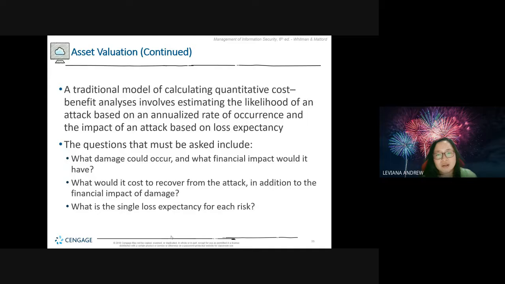A traditional model of calculating quantitative cost-benefit analysis involves estimating the likelihood of attack based on annualized rate of occurrence and the impact of an attack based on loss expectancy. What damage could occur and what financial impact would it have? What would it cost to recover from the attack, in addition to the financial impact of damage? And what is the single loss expectancy for each risk?